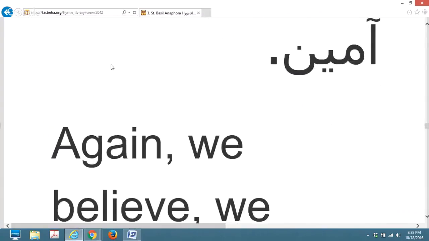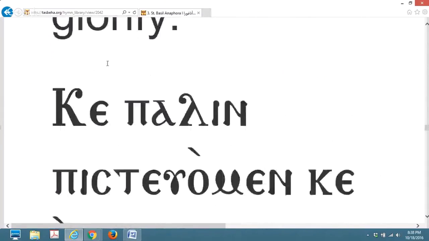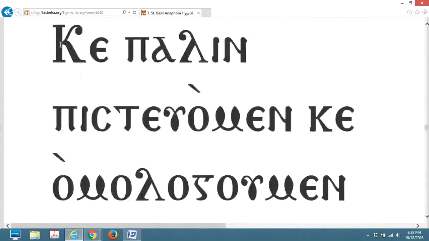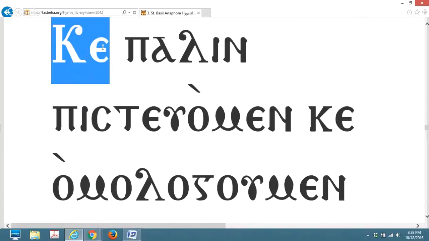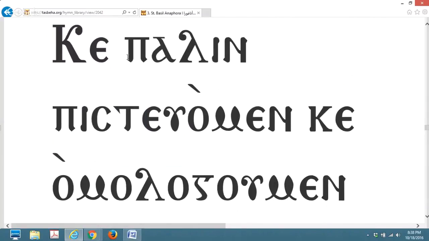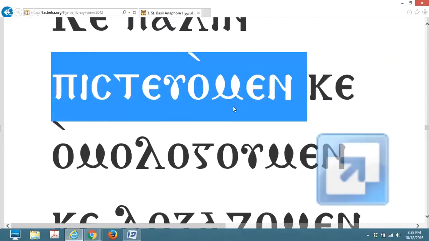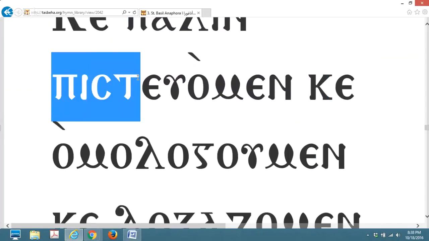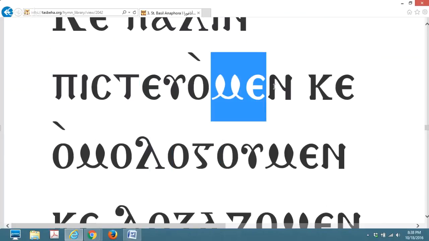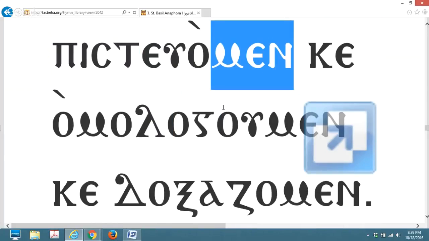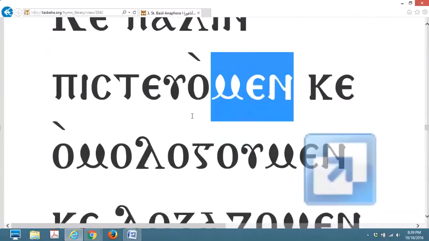And then people say again, Amen. And then we have the Greek here. Ke in Greek means and. Pauline means again. Pistevomen comes from pistos, meaning faith, and the suffix omen means we. So we believe, or we have faith.